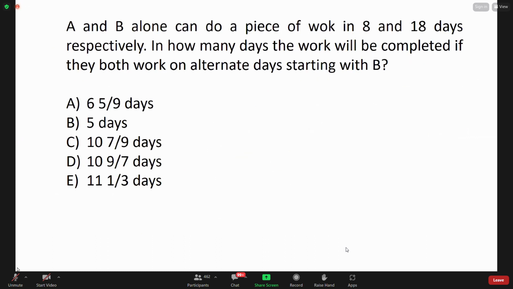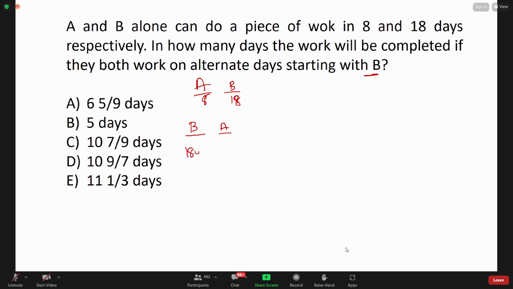Next question on screen. A and B alone can do a piece of work in 8 and 18 days respectively. So you know that A can do a piece of work in 8 days, B can do it in 18 days. Supraja, okay, we have started this already. Let's go back to it, but after this one. In how many days will the work be completed if they both work on alternate days, starting with B? So first day B works, then A.